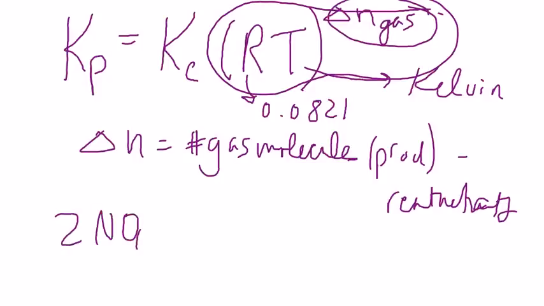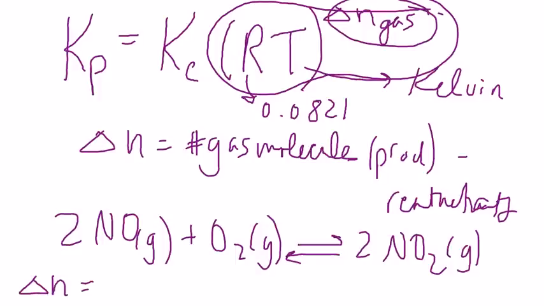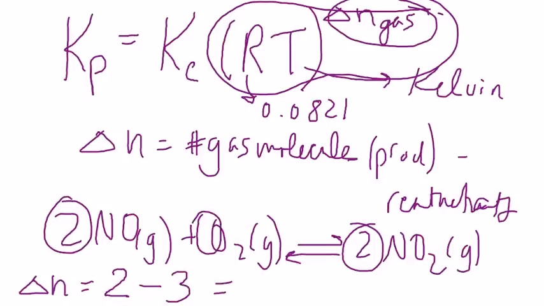To use the example that we started with here, 2NO gas plus O2 gas gives 2NO2 gas. In this case, our delta n is equal to final minus initial. So here, 2 moles of gas are our products, minus 2 plus 1 mole is 3. So our delta n is minus 1.